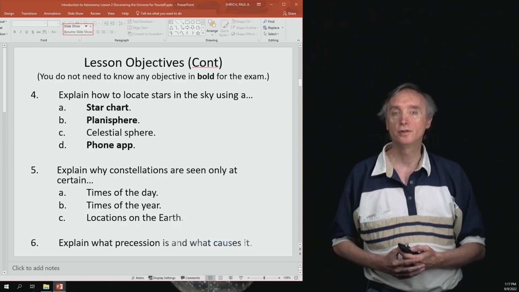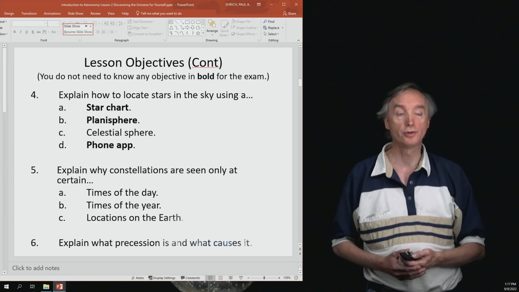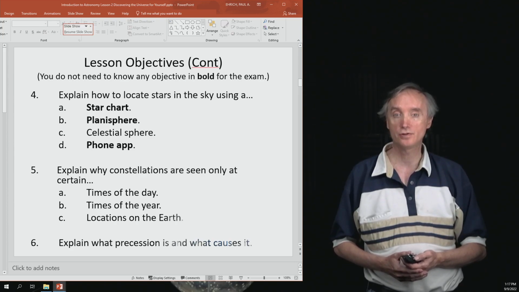Also, you're going to be locating stars using a star chart, a planisphere, a celestial sphere, and then a phone app. Also, we're going to explain why constellations are only seen at certain times of the day, at certain times of the year, and only at certain locations on the Earth. And then finally, we're going to talk about what precession is and what causes it.